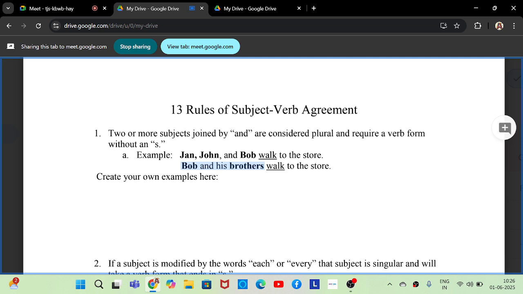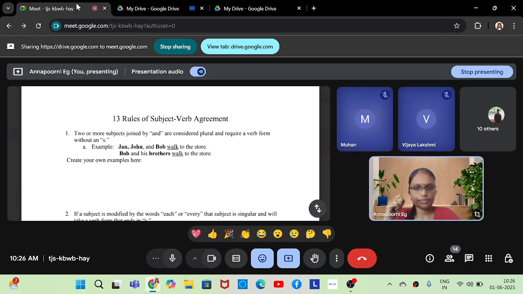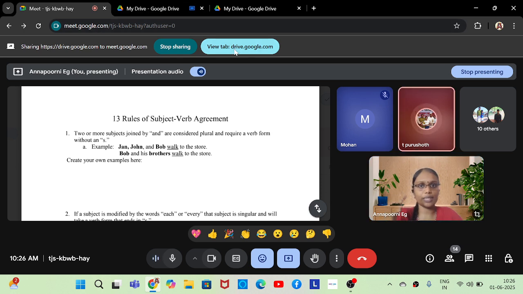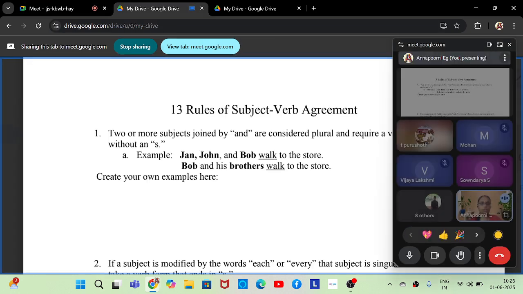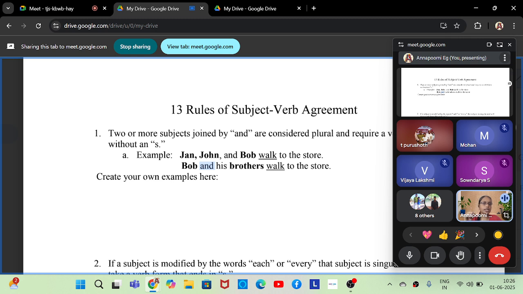So here again you can see what is the subject. Purushothaman, can you tell the subject? Ma'am, the subject, the first example or second example? Second example. Bob and his brothers. That is together. We are speaking about a plural subject because we are connecting two words using the word and, connecting Bob and brothers. So Bob and his brothers, plural subject. Again, you have to use the plural verb walk. So Bob and his brothers walk to the store.